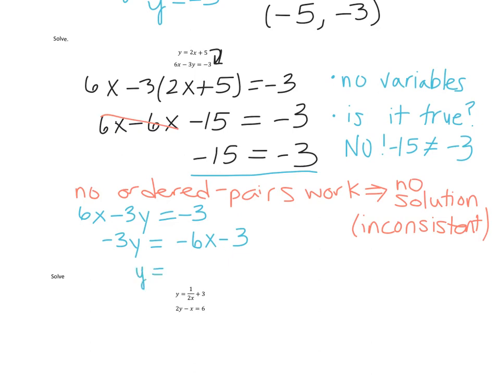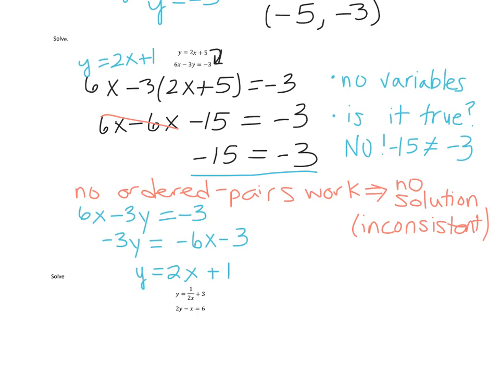Okay, so y equals, let's see, negative 6x divided by negative 3 is 2x. Negative 3 divided by negative 3 is 1. All right, so our second equation is y equals 2x plus 1. And notice we have the same slope, different y-intercepts. Those are parallel lines. Parallel lines don't have solutions.